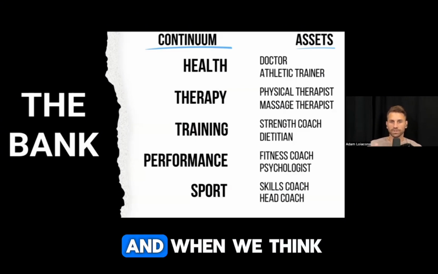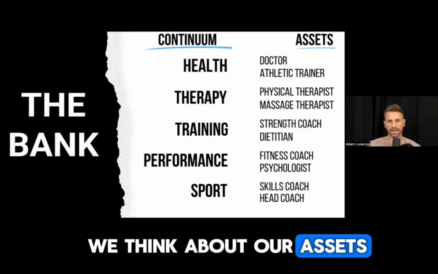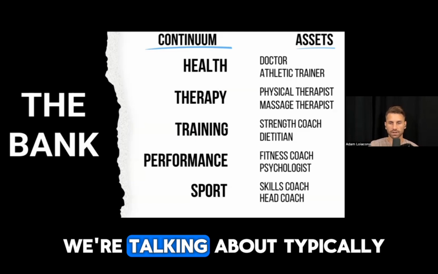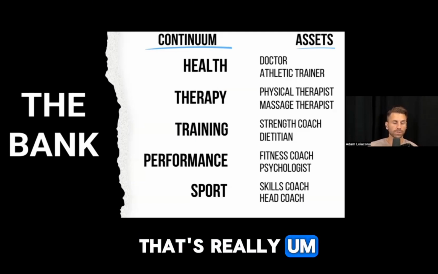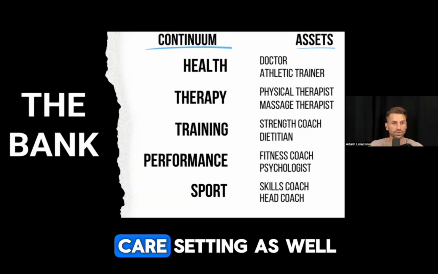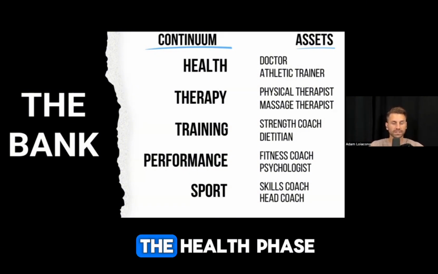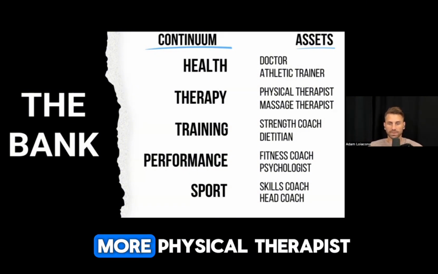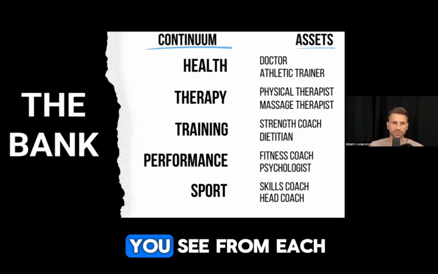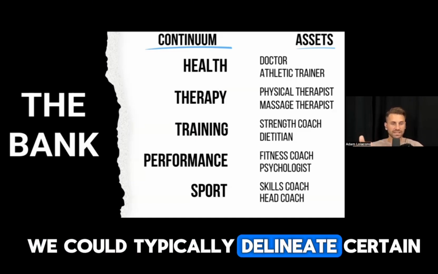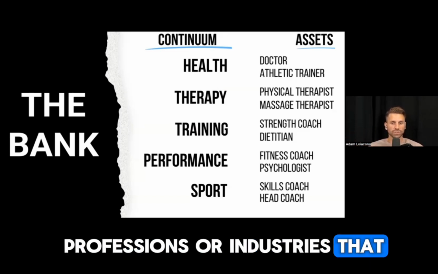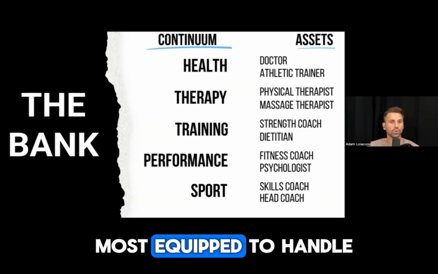So for example, when we think about this continuum, we think about our assets, right? The health phase, we're talking about typically our doctors and athletic trainers. Maybe you're a physical therapist that's really skilled in the acute care setting as well. Maybe you're fitting into the health phase. Then we think about therapy, more physical therapists, massage therapists. And as you see from each phase of the continuum, okay, we could typically delineate certain professions or industries that are usually most equipped to handle that phase.